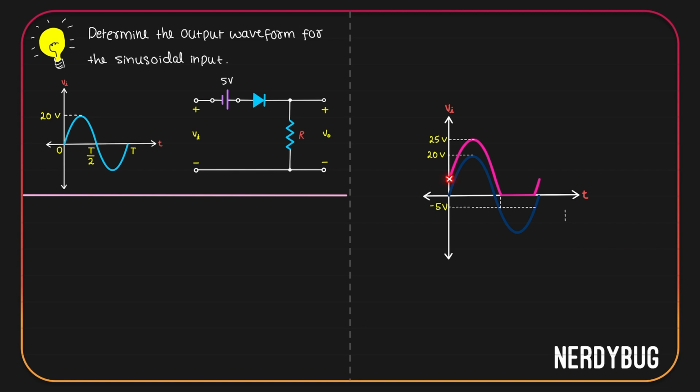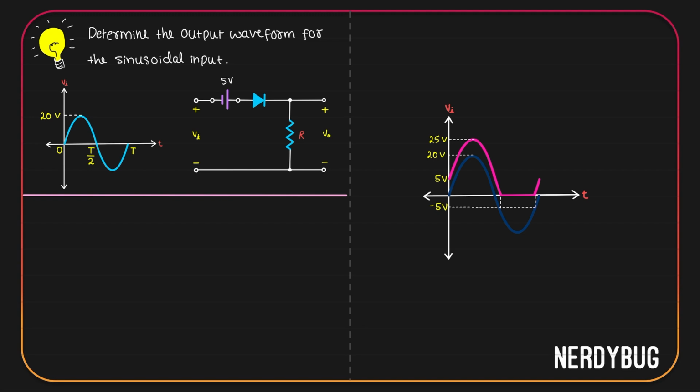Also, what is this point? This part of the output is actually this part of the input shifted 5 unit upwards. So whatever we had at 0 will now be at 5 volt. You can also find out these values by properly analyzing the circuit, which I actually recommend. Just pause the video and try to do the analysis.